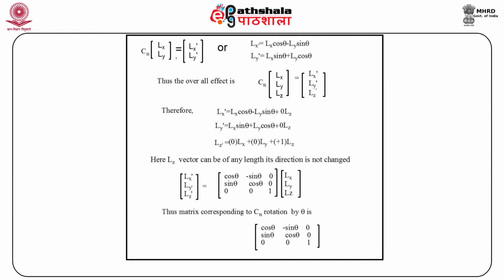And this slide represents the equations which correlate Lx dash with Lx, and in matrix form the effect of operation of Cn by an angle theta, we get the matrix corresponding to this Cn axis which has been rotated by theta angle: cos theta, minus sin theta, 0; sin theta, cos theta, 0; 0, 0, 1, as the matrix corresponding to Cn rotation which operates on vectors Lx, Ly and Lz along the xyz axes, and here the angle of rotation can be any as shown over here.